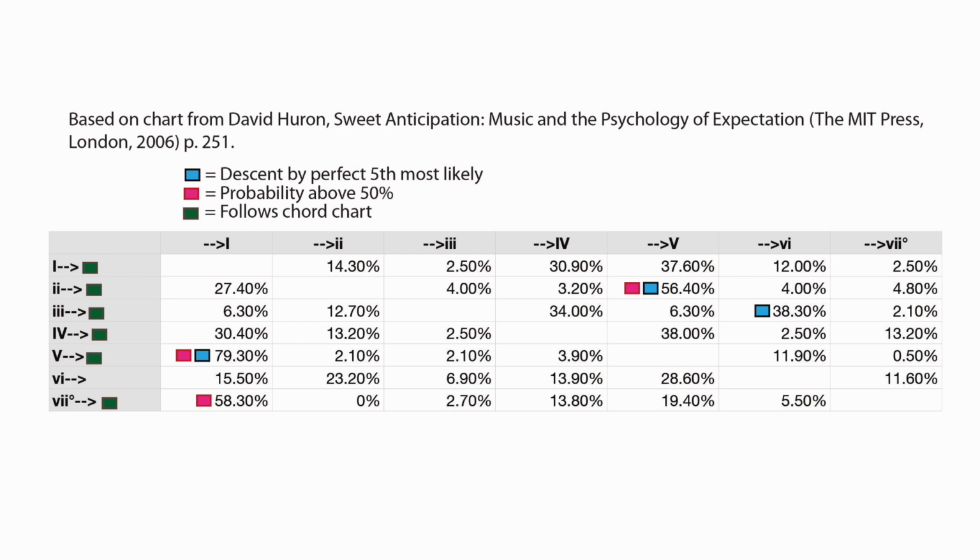3 goes to 6, 38% of the time. 5 goes to 1, 79% of the time. Functional harmony does allow certain substitutions. For example, 4 can substitute for 2 and 7 diminished for 5. In the case of the subdominant, its most prevalent progression is to 5, which it does 38% of the time. 7 diminished serves as a substitute for 5 58% of the time.